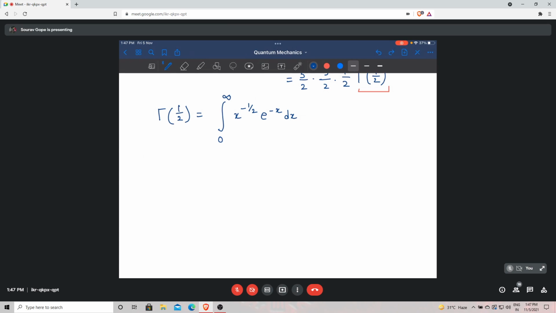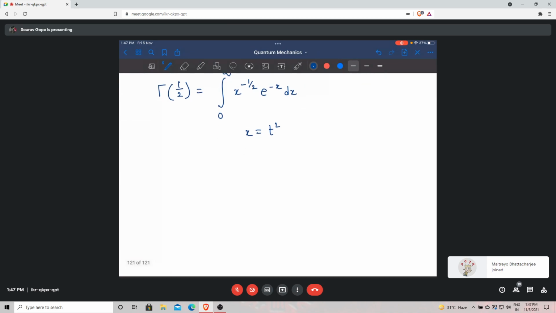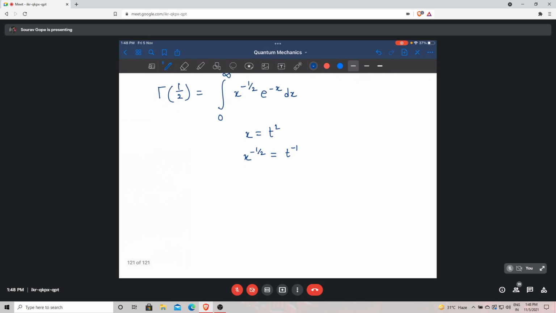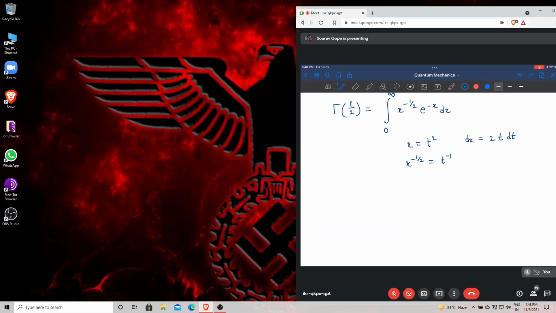Suppose I call x equal to some t square. Then x to the power minus half would be t to the power minus 1. And I just differentiate both sides, so dx is equal to 2t dt. I put it back here.